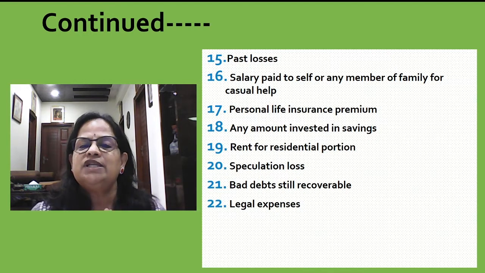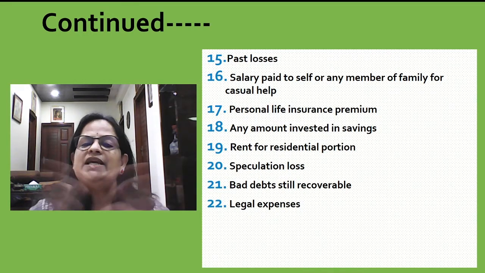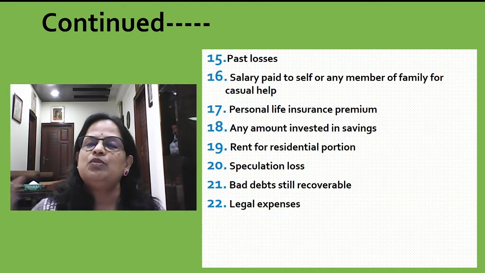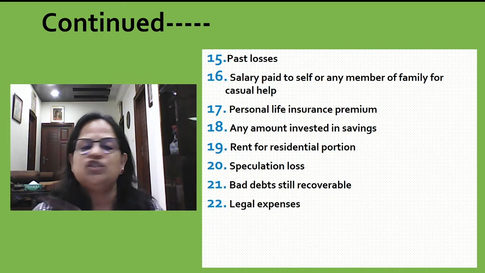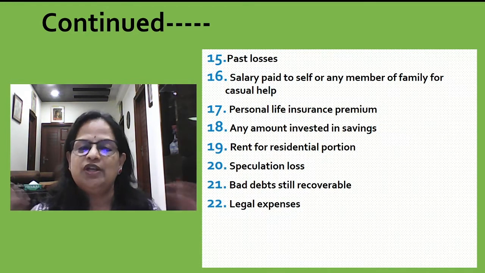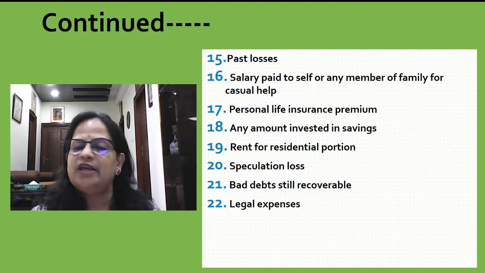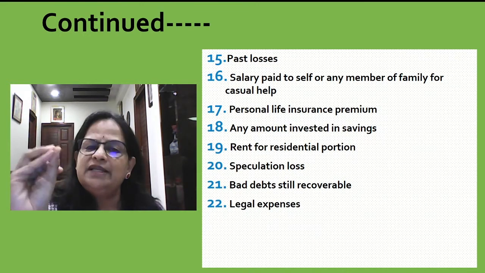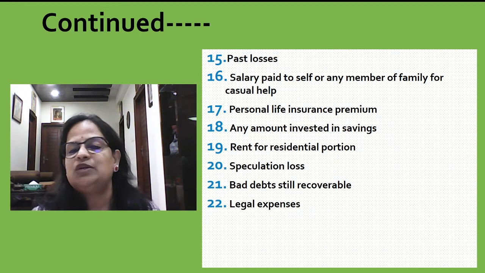Now rent for residential portion. If the building is a combined one where in one portion they are living and in one portion they are doing business, then if they are claiming any rent for the residential portion, it is not allowed. Speculation loss cannot be allowed. If you are involved in speculation activities and if you incur any loss, it cannot be allowed. Bad debts still recoverable, that is also not allowed. Actual bad debts value will be there in the additional information. Just like the depreciation adjustment, we can adjust that also.